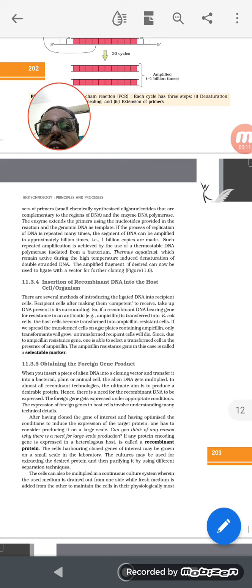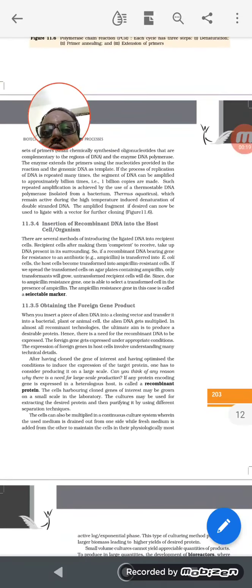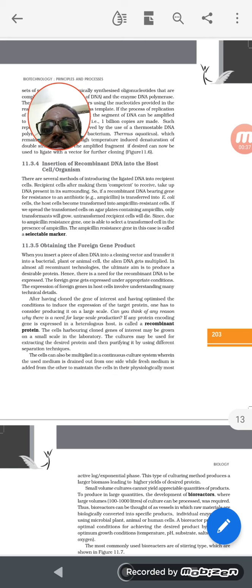Then after doing this PCR and amplification of DNA into millions of copies, they will put it through the same process. Whether in a plasmid or directly by microinjection or anything, they will transfer it, and they will select it by a selectable marker, using ampicillin or tetracycline. Whatever product we obtain from that particular gene by inserting it, we call it a recombinant protein, and that particular DNA is known as recombinant DNA.